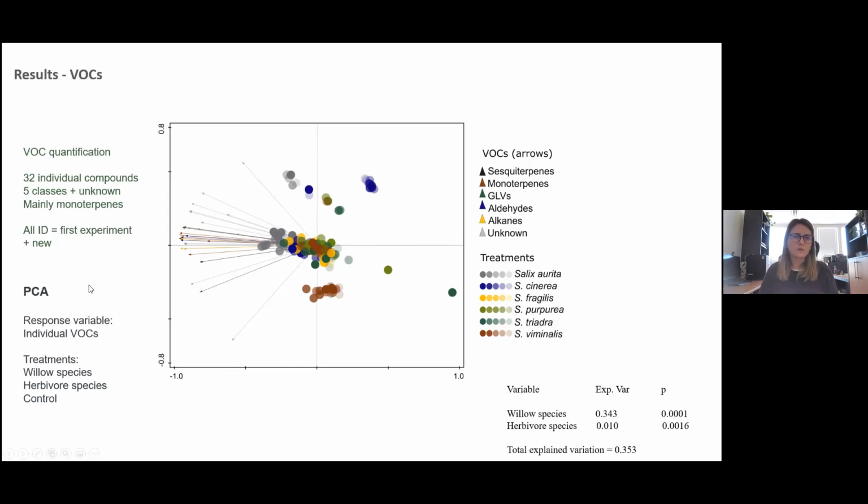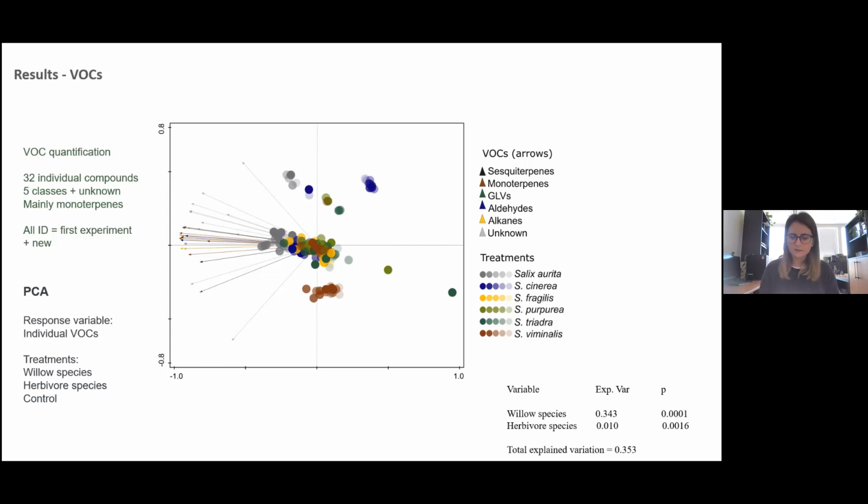So we performed a principal component analysis using individual VOCs, again represented as color-coded arrows. And we had 6 different treatments. If you look at the diagram, we can see different colors, and these colors represent different willow species, but also different shades within these colors represent treatments coming from the insects. So going from the darker to the lighter shade, we have Altica salicina, then Chrysomela punctata, then we have the 2 caterpillar species, Lymantria and Operophtera, and the lightest shade is for controls.